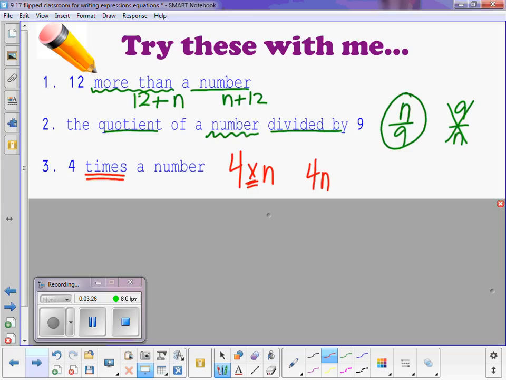What we're going to be talking about, or we've already talked about, is that this 4, and if you don't have this in your notes, this 4 we call a coefficient. The number that is being multiplied by a variable we call a coefficient.